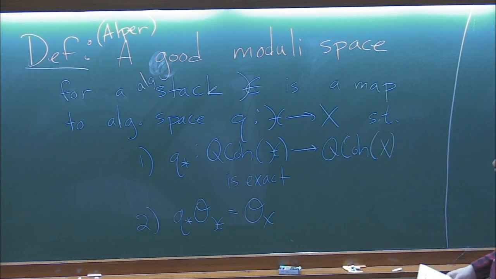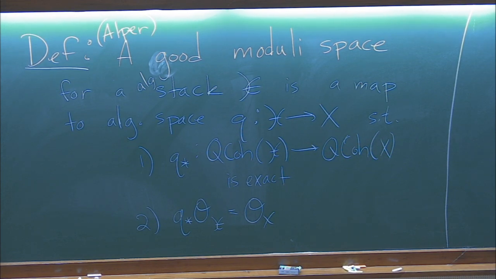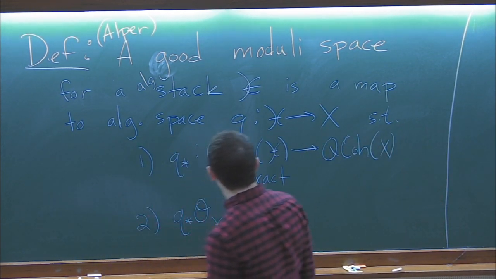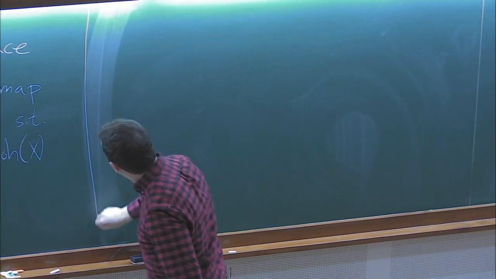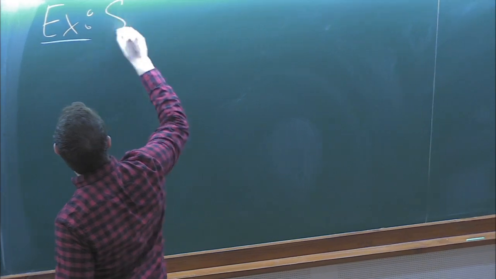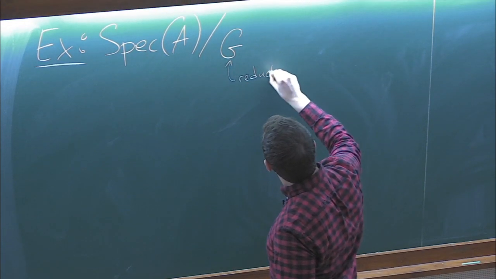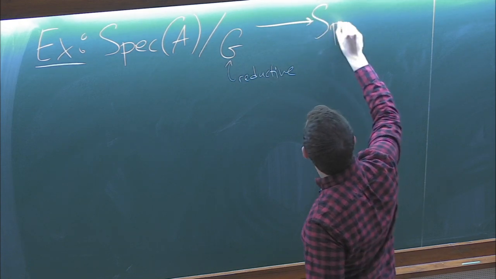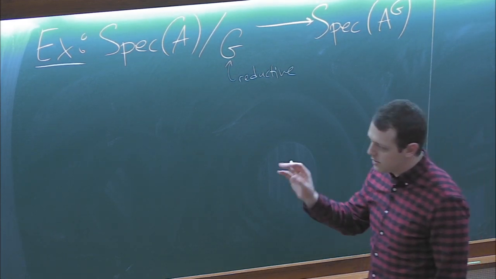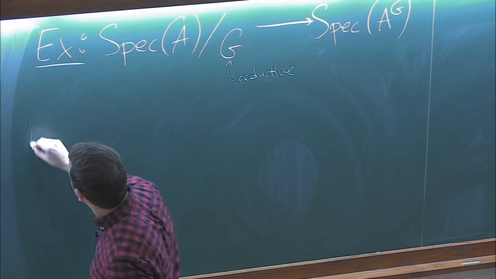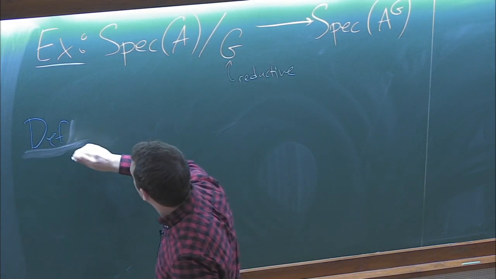So right, and so when X is a quotient stack, this is exactly the definition of a good quotient. If you're familiar with that, but the cool thing about this definition is that it implies many of the nice properties. The typical example is if I take Spec of A, an affine thing, modulo a G, where G is reductive. So I take the quotient stack Spec A mod G, and I map to Spec of the ring of invariants. In other words, a GIT quotient is the quintessential example of this thing. But the definition alone implies many of the nice properties of a GIT quotient.